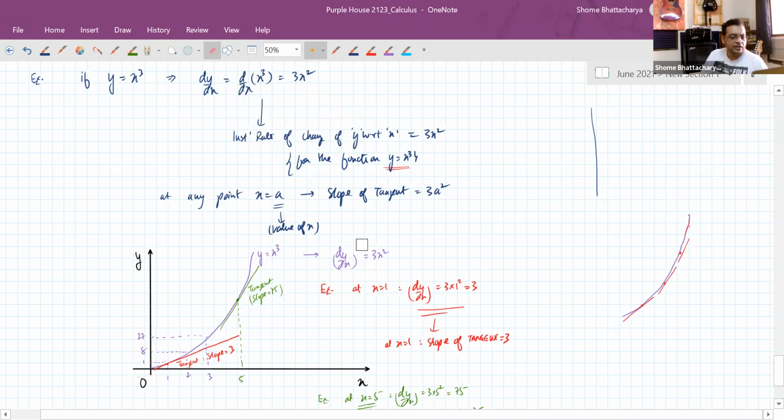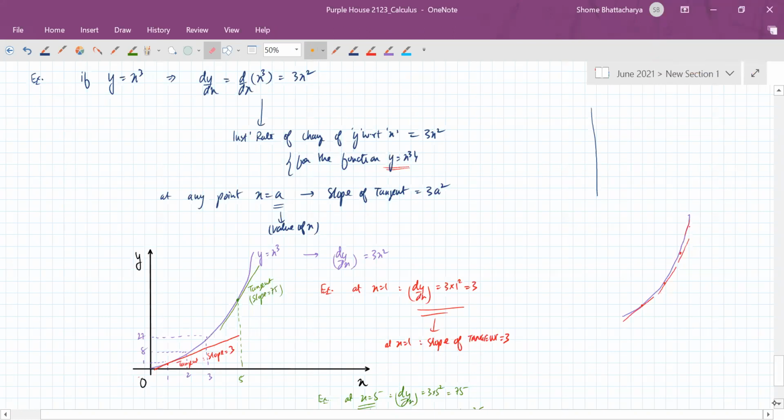Now what is the meaning of this formula 3x square? The meaning is that if I want to calculate the slope of the tangent at any point, like 1, 2, 3, 4, 5, or any other point, even a fractional point like 0.5, I have to substitute the value of x as that value in this. The value I get by substituting x as that specific point, like 1 or 5, will be nothing but the slope of the tangent at that point. Is it clear now?